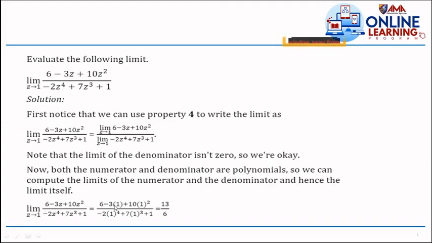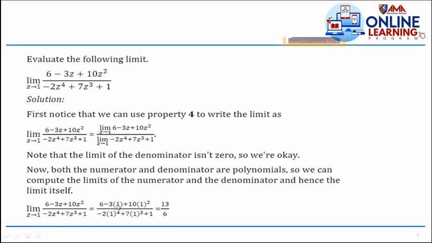6 minus yung limit natin is 1. 3z. So, 3 times 1 plus 10, 1. Ito yung z natin, 1 squared. Sa baba, negative 2z to the fourth, 1 raised to 4. Okay? Z raised to 3, 1 raised to 3 plus 1. Okay? So, simplify it further.